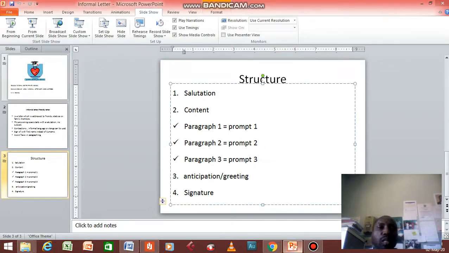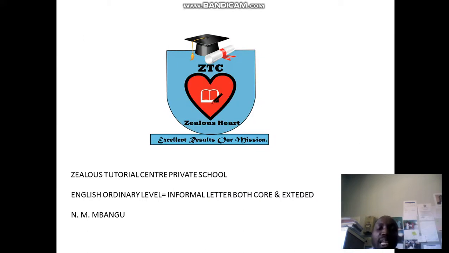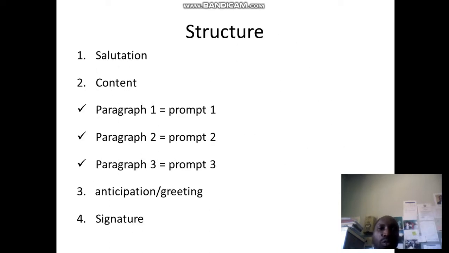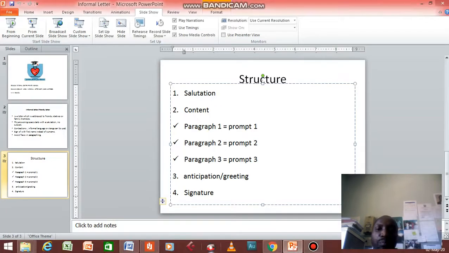So in short, that's what we have looked at. It's very much important that you understand how to write an informal letter, what an informal letter is, and how to write it, what you must include, what you must not include, and how to avoid flaws in paragraphing, and so forth. It's very much important that you adhere to the structure for writing an informal letter. So in short, that's what I wanted to share with you when it comes to how to write an informal letter.